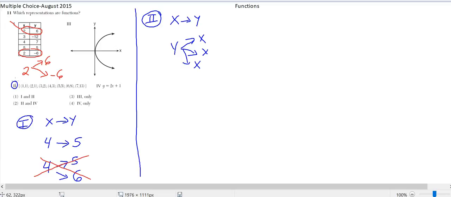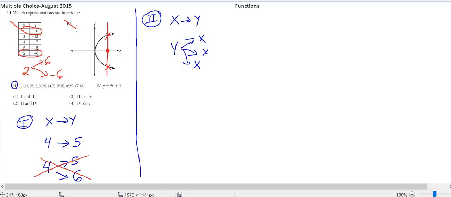Let's move on to choice 3. In order for a graph to be a function, it has to pass the vertical line test. The vertical line test is when we draw a vertical line straight down. If the line passes through the graph at more than one place, like this one does, it is not a function. That means that this x value over here corresponds to a y value over here and to a y value over here. So it is not a function.